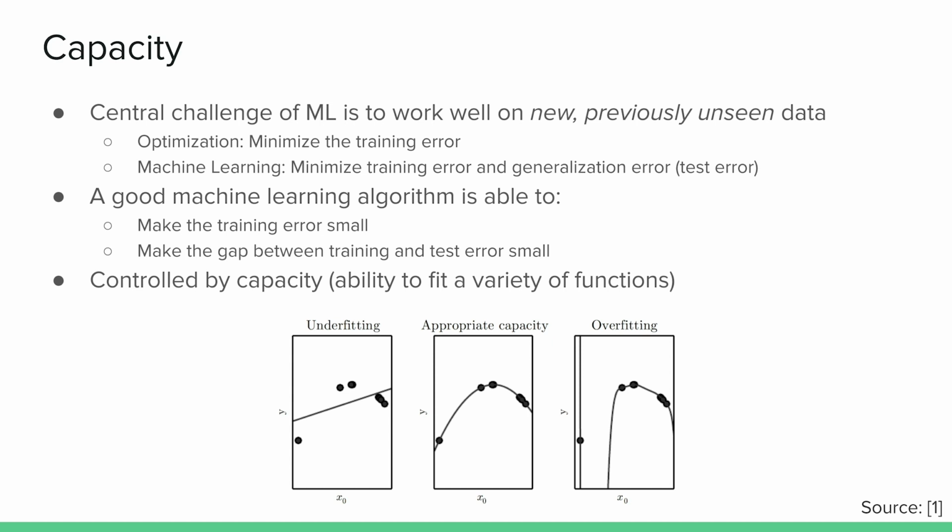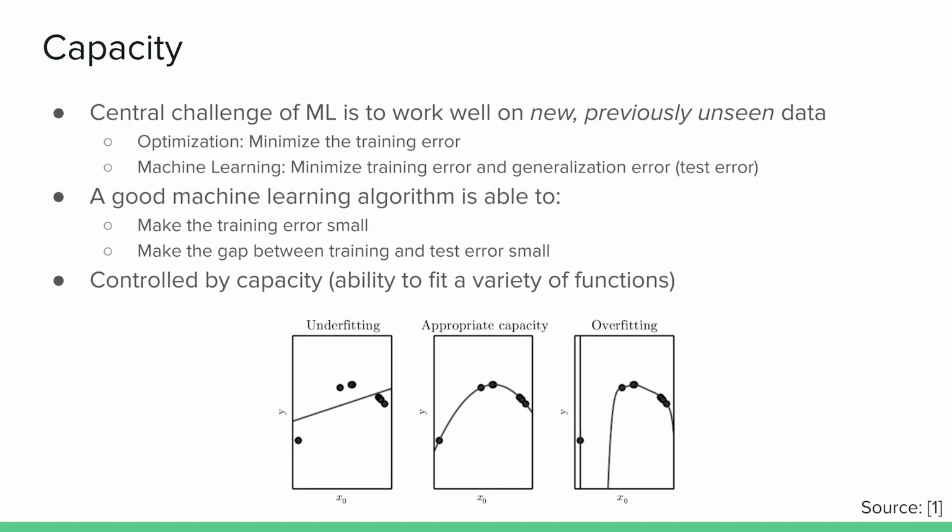So what we want in machine learning is to minimize the training error and the generalization error, the test error. The error that we're seeing when we're presenting new unseen data to our network. And a good machine learning algorithm is able to do exactly these two things. 1, make the training error small. 2, make the gap between the training error and the test error, or generalization error, as small as possible.